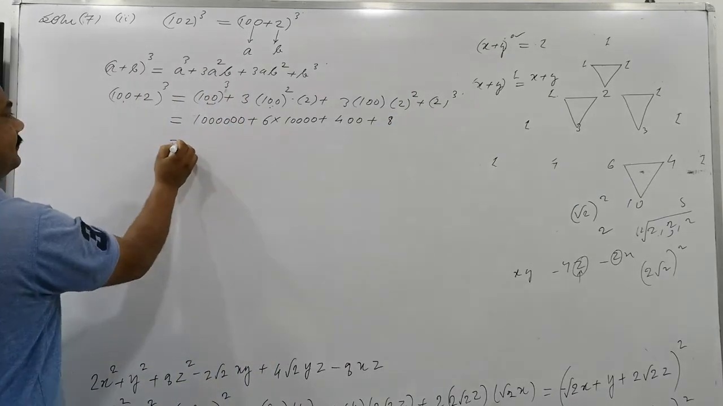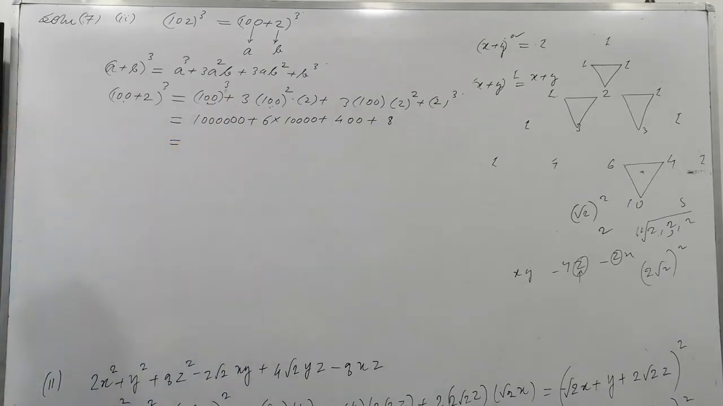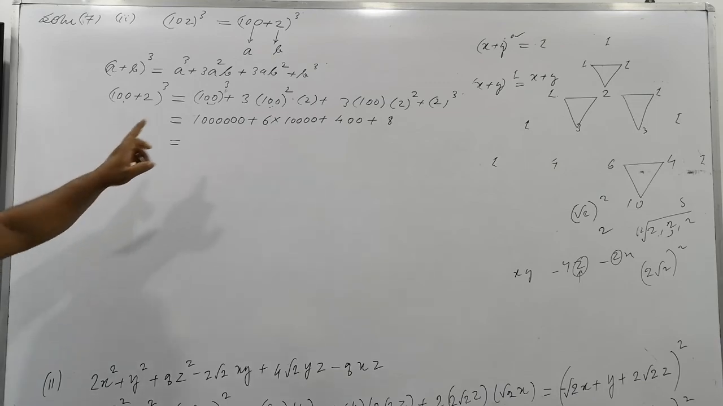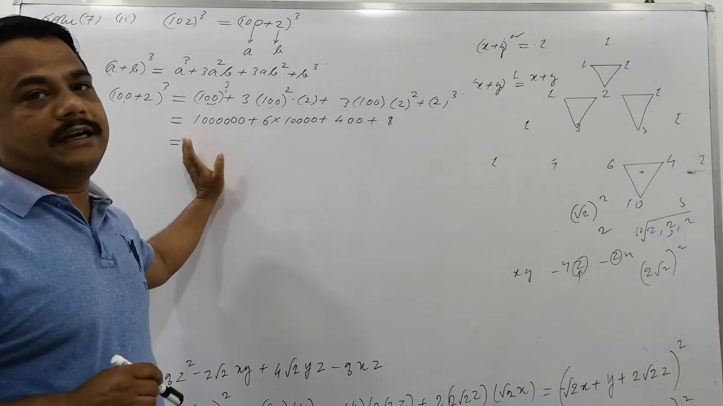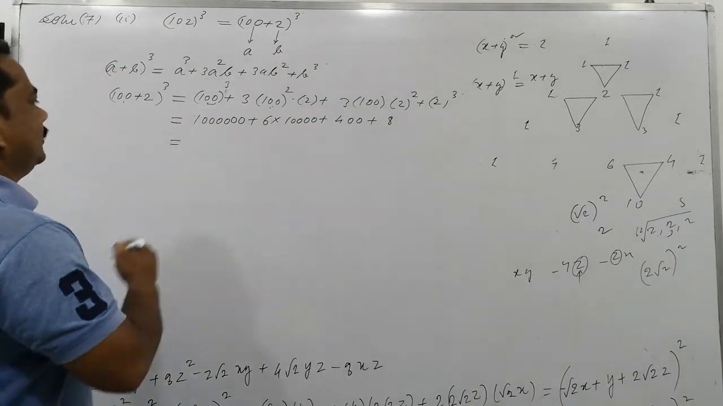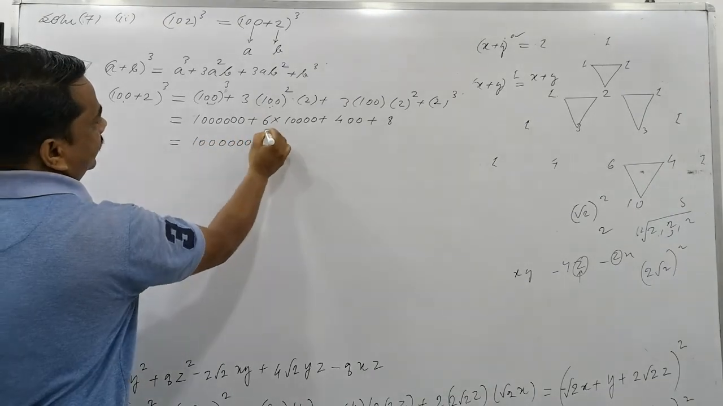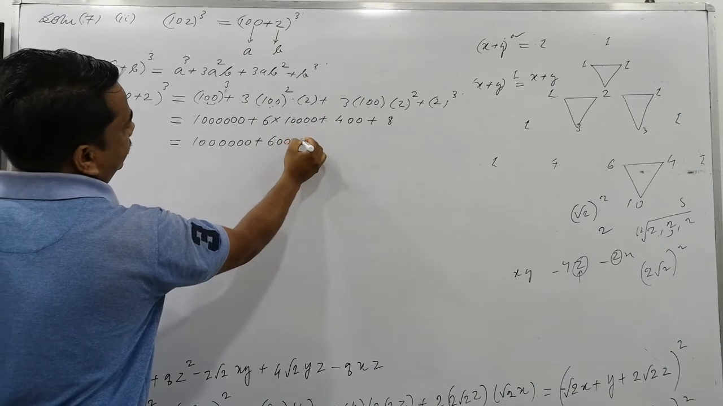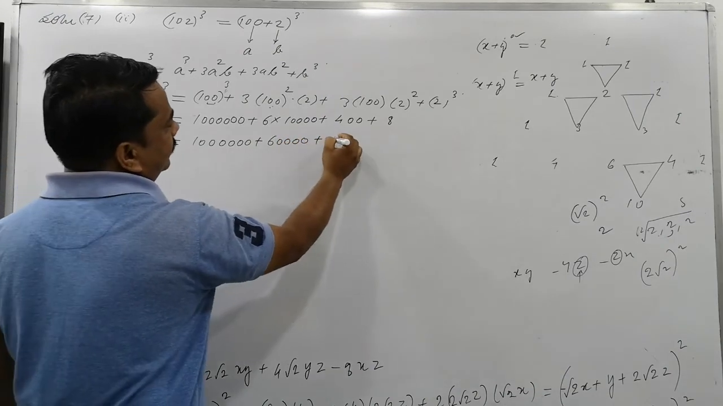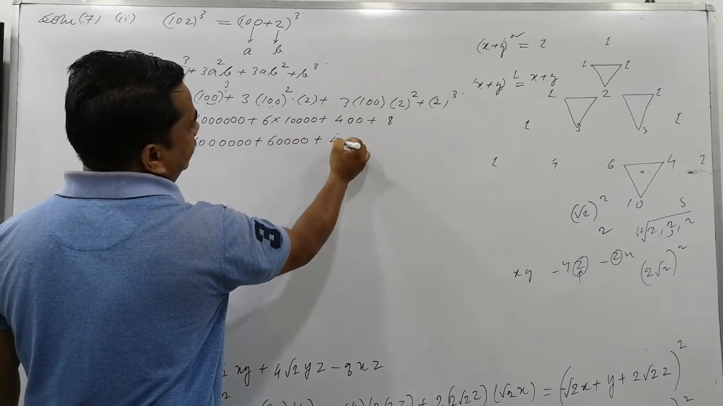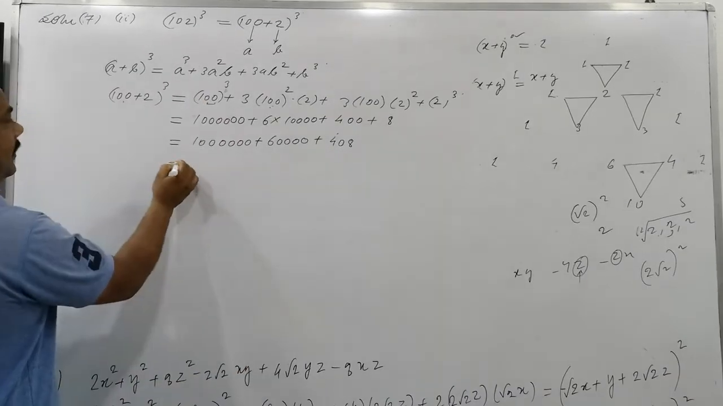Now can you add them? This is the simple pattern here. So you need to multiply this and add them all together. Clear? So what will it be? 1, 2, 3, 4, 5, 6 zeros, and here 1, 2, 3, 4 zeros, and here 400, and 8 is there. Okay, now add them all.